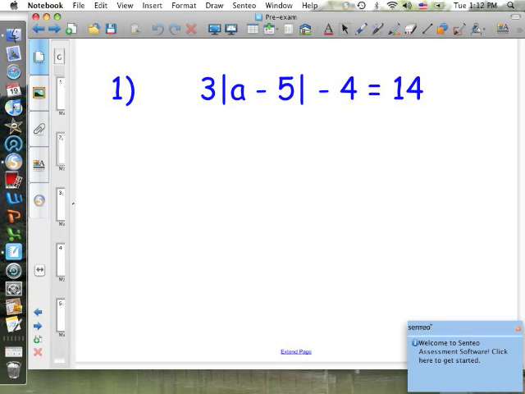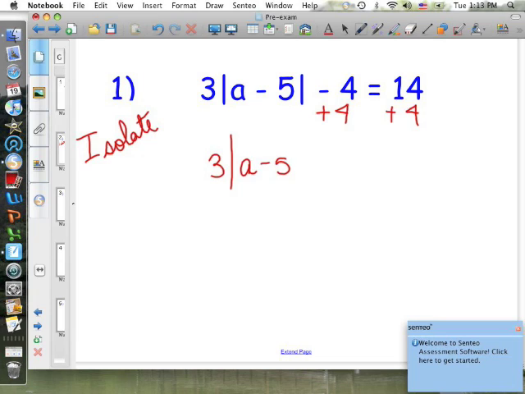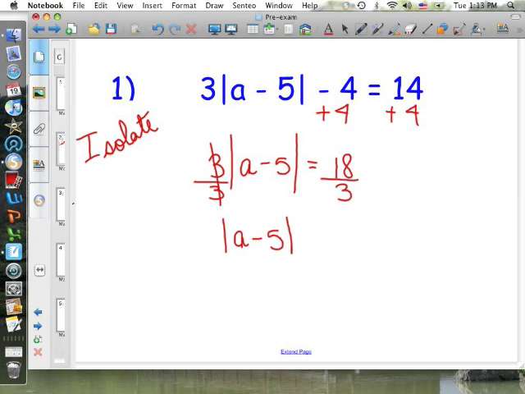The first question on the exam is an absolute value equation. Whenever you see one of these equations, the first thing you need to think is isolate. You want to isolate the absolute value brackets. So the first thing you're going to do is add 4 to both sides, which gives you 3 times the absolute value of a minus 5 is equal to 18. We are going to divide by 3. So the absolute value of a minus 5 is equal to 6.